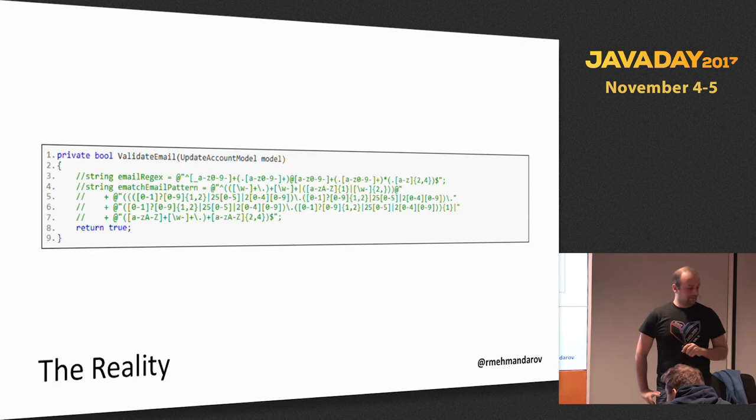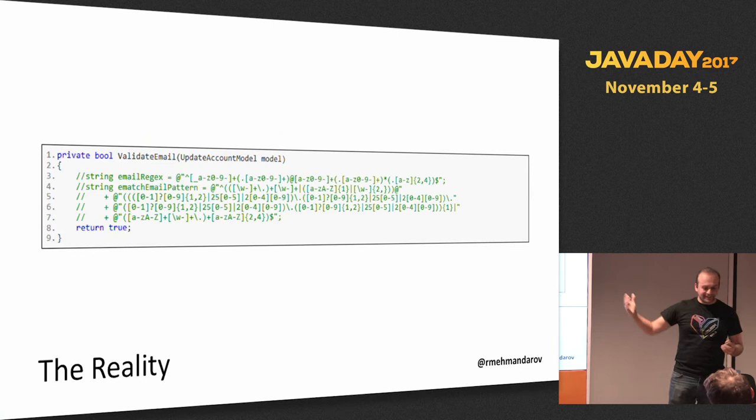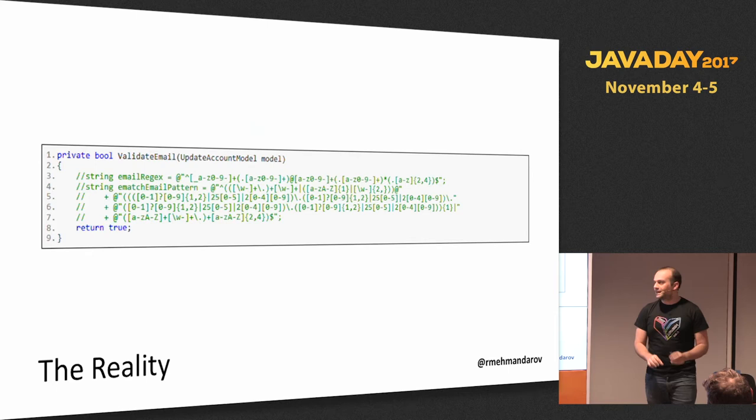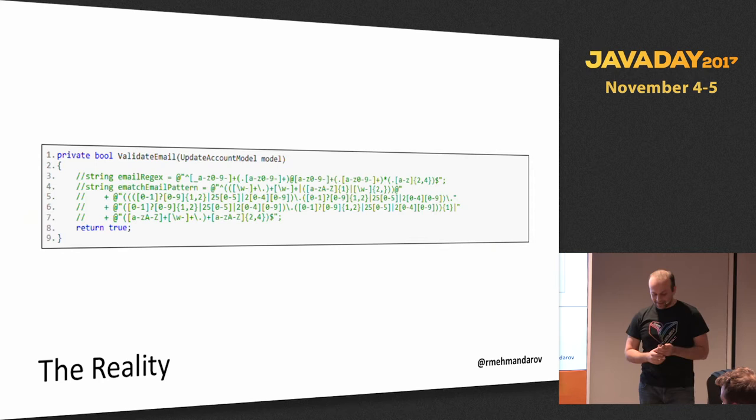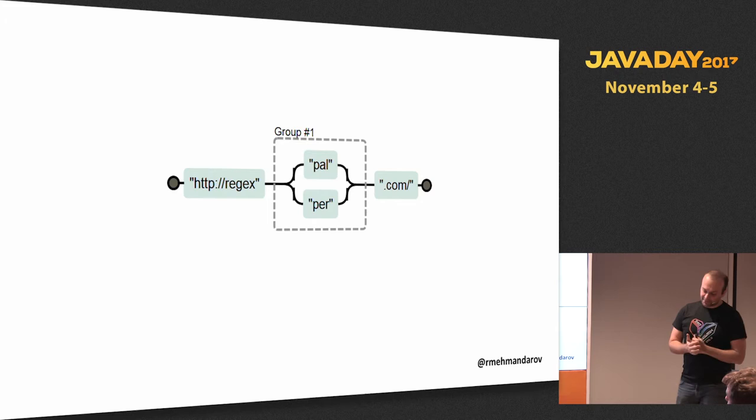Right? So this is where we usually end up. We're like, okay, regular expression, cool, yeah, I'm gonna do that. Well, it didn't work. Okay, I'll try another. Oh, it didn't work. Okay, I have no time for that. Return true. This is actually live code that was running in some system somewhere out there. Well, yeah. So this is the reality, and this is what we're trying to get rid of now.